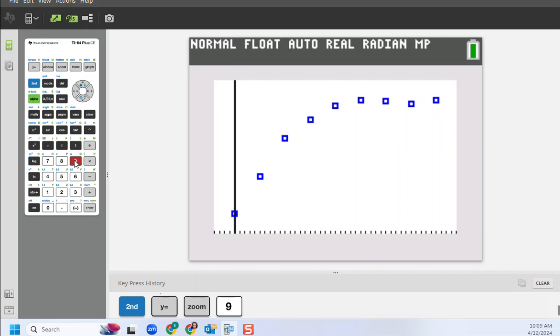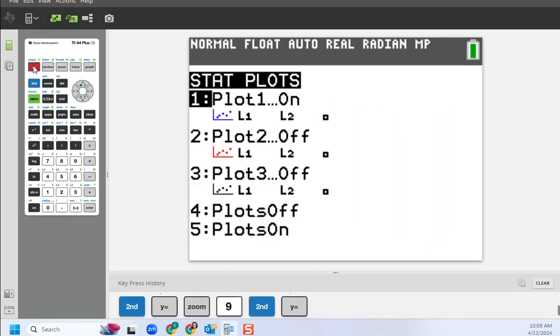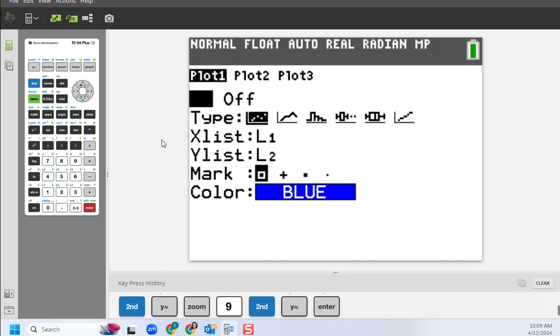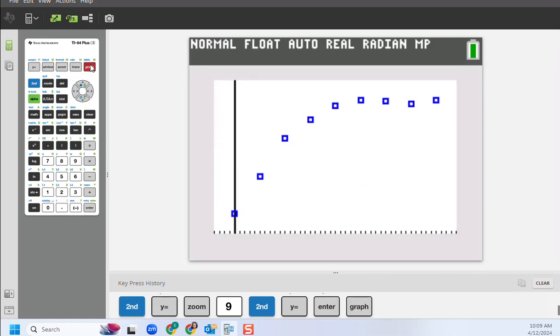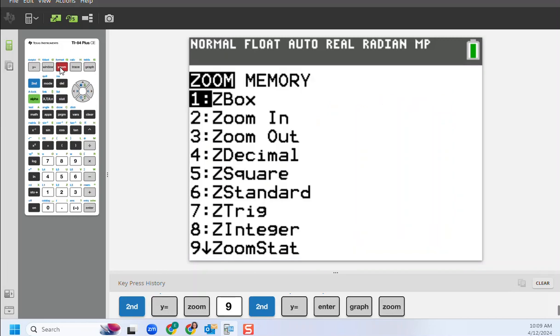Okay. So once the data is in your list, press second y equals to make sure your plots are on. Are your plots on? If it's off, then you press enter, and then you press enter on the on. And then you can press enter through all of that. Then sometimes you can press graph and see it, but mostly it doesn't show up. So you go to zoom stat, which is 9. And then you should be able to see it.